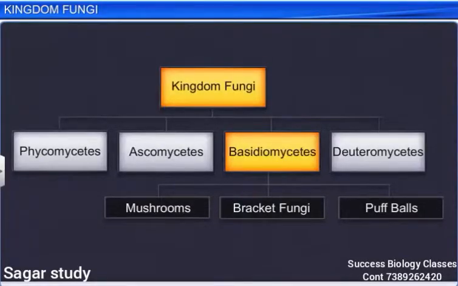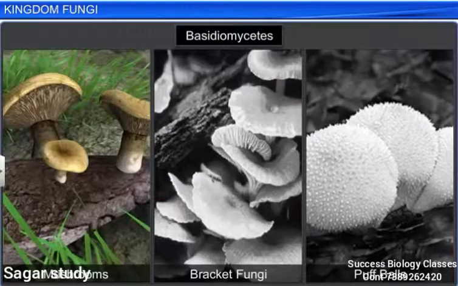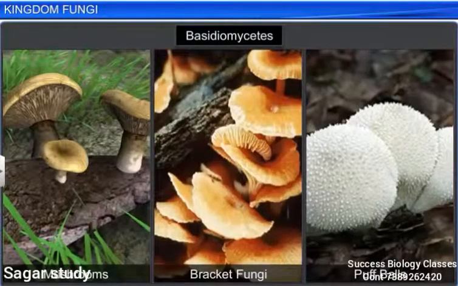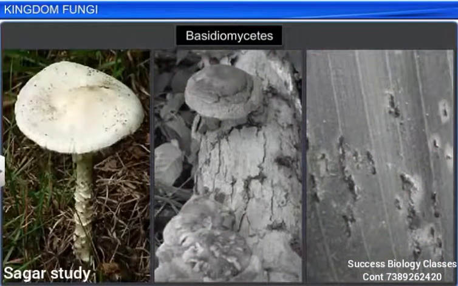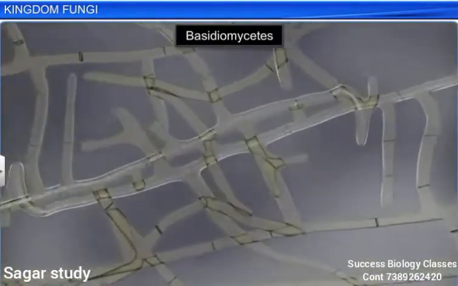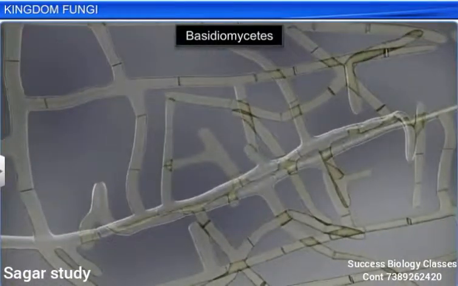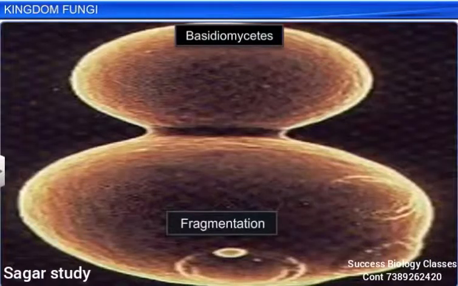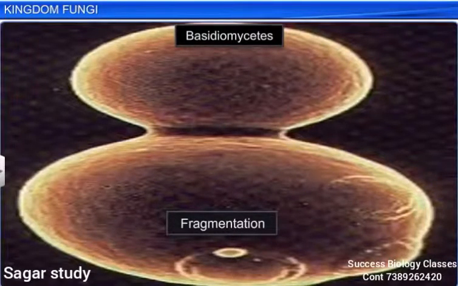Some common examples of basidiomycetes are mushrooms, bracket fungi, and puffballs. They grow in soil, on logs, and inside plant bodies as parasites such as rust and smut. Like ascomycetes, basidiomycetes too have branched and septate mycelium. Vegetative reproduction by fragmentation is a common form of reproduction among basidiomycetes.